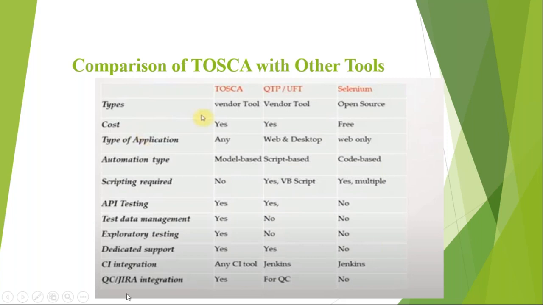So what is the purpose of QC or Jira integration? If you are integrated with QC or Jira, you can automatically execute your test cases. Based on the execution status in Tosca, it will update the status in your QC or Jira as well. It will reduce our human effort.